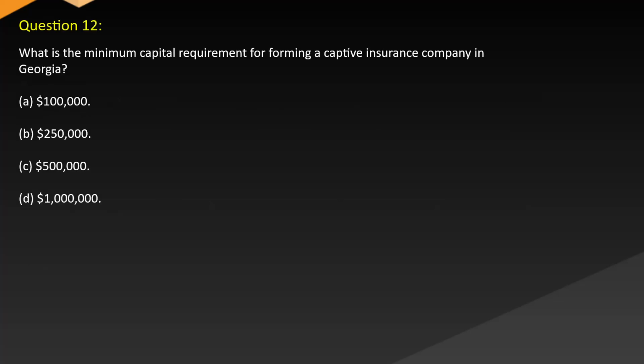Question 12. What is the minimum capital requirement for forming a captive insurance company in Georgia? A. $100,000. B. $250,000. C. $500,000. D. $1 million.